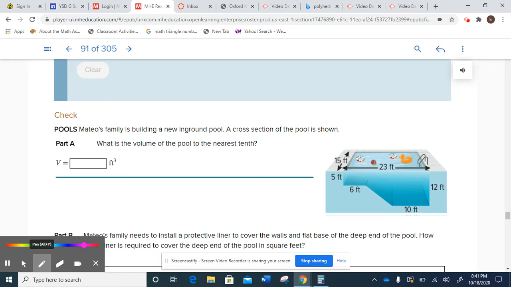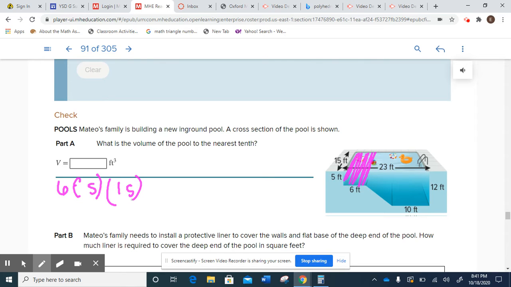So I'm going to first do this chunk here. That is a rectangular prism. To do the volume of a rectangular prism, it is length times width times height. So length is 6, width is 15, and height is 5. Or the depth, because we're talking about a pool. And I'll get a calculation for that one. I'm going to calculate all at once.